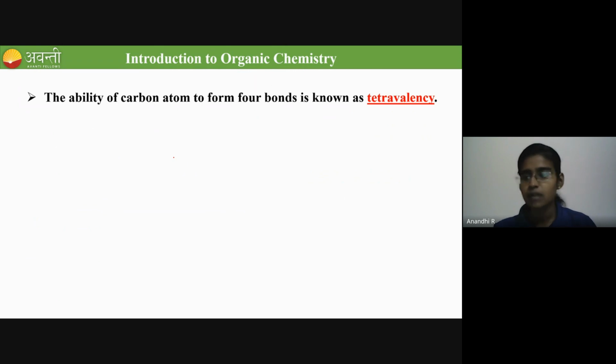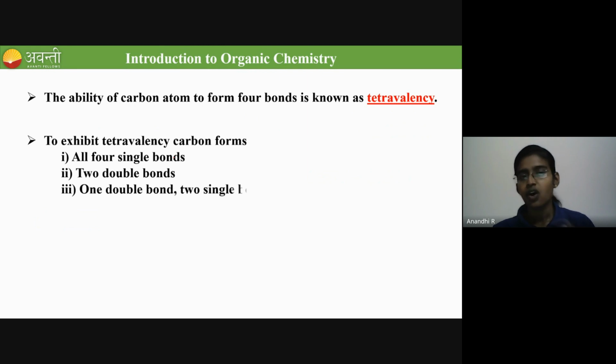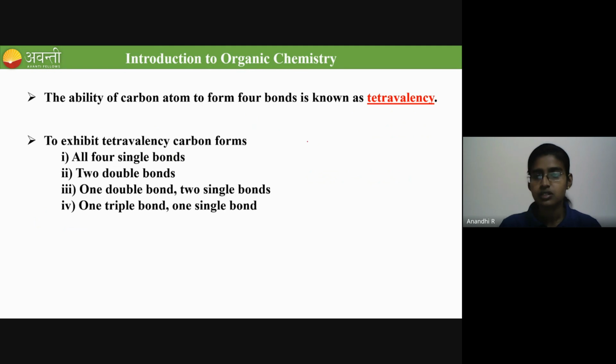So carbon is able to form 4 bonds because it has 4 valence electrons in it, right? And to exhibit the tetravalency, carbon forms all 4 single bonds. So it can form 4 single bonds, like in the case of methane, and it can form 2 double bonds, like in the case of carbon dioxide. This is 1 double bond, and this is the other double bond.